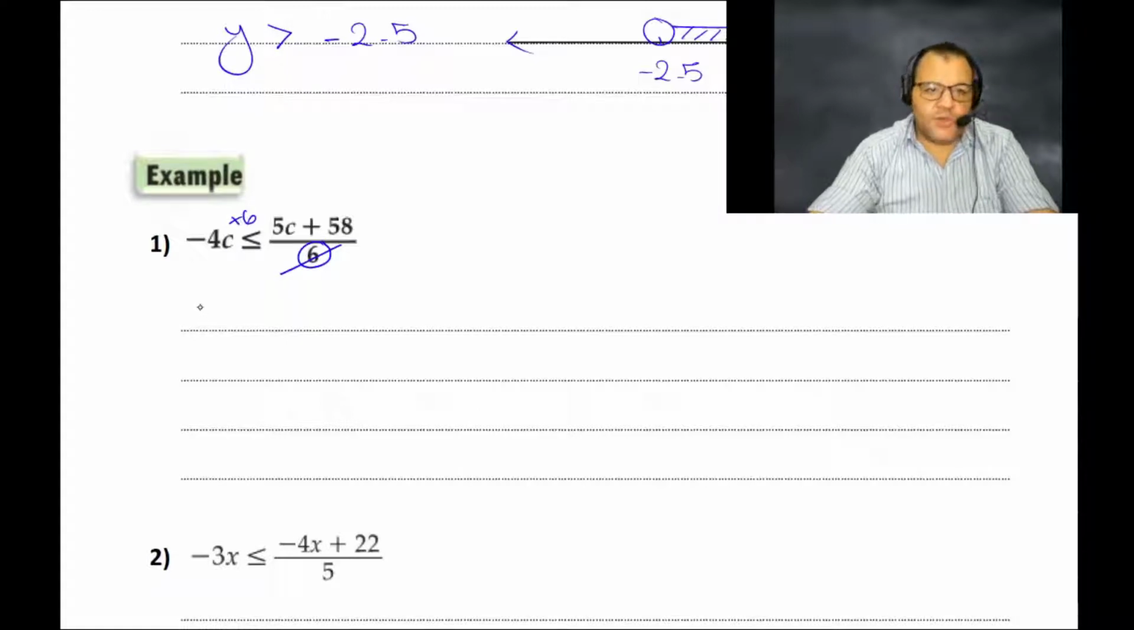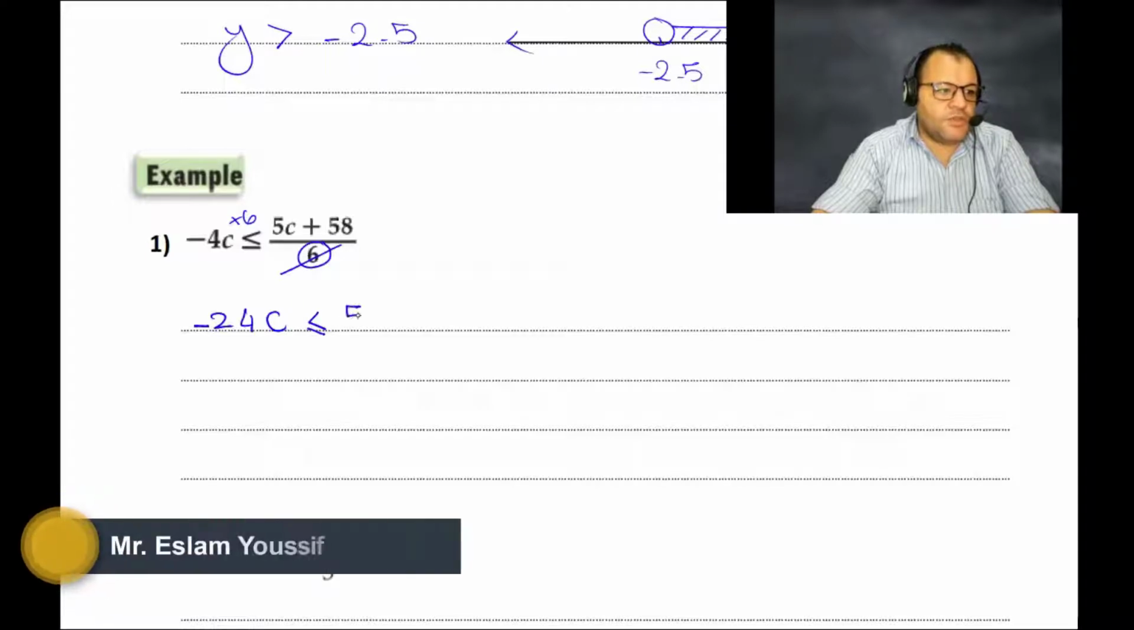So, is 6 positive or negative? Positive. It means when you multiply or divide by a positive, keep the same sign. Don't change it. So it will be negative 24c is smaller than or equal to 5c plus 58.